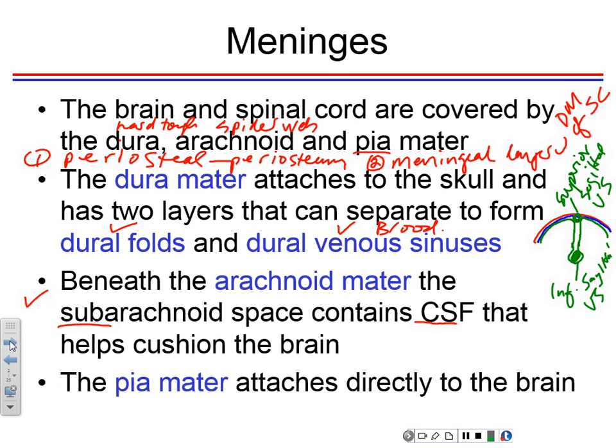The pia mater is the one that is directly connected to the brain, and it also has blood vessels. And when we dissect through the brain, you'll probably be able to see the dura mater, but you won't be able to see the arachnoid. You might see a little something, but the pia mater you probably won't see, because it's intimately connected to the brain.